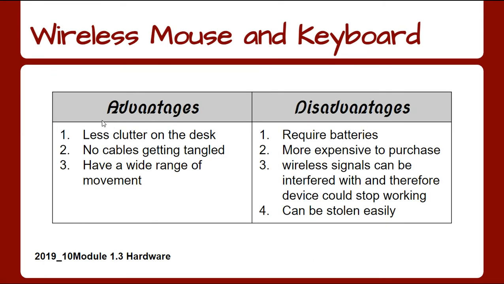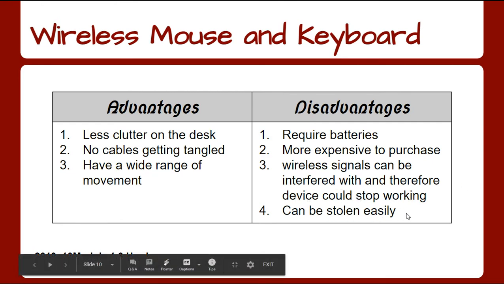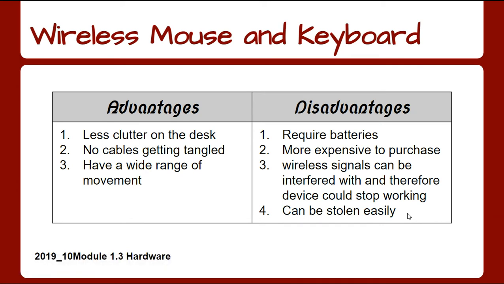So advantages of a wireless mouse and keyboard: less clutter on the desk, no cables getting tangled, a wider range of movement. Disadvantages: requires batteries, more expensive to purchase than a corded device. Wireless signals can be interfered with, and therefore the device could stop working. Could be stolen easily. Often these devices come with a little mini flash drive that you have to plug into the computer in order for these devices to work. And if you lose that little mini flash drive, the device won't work.